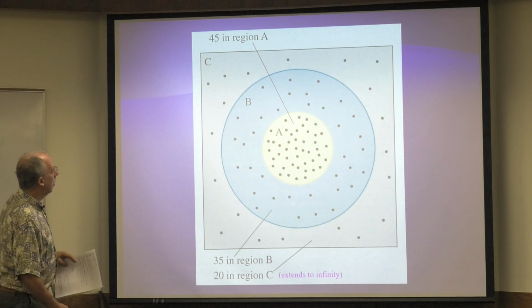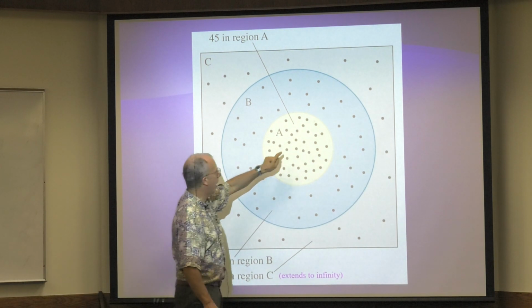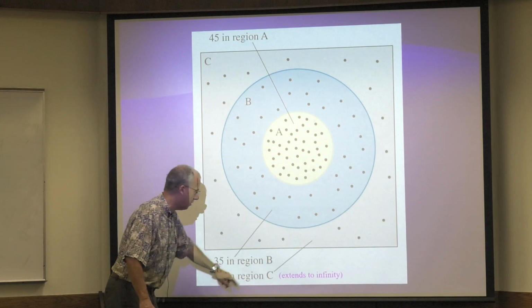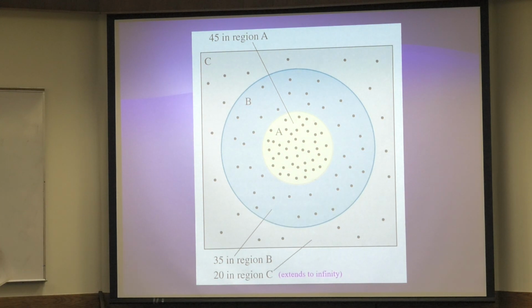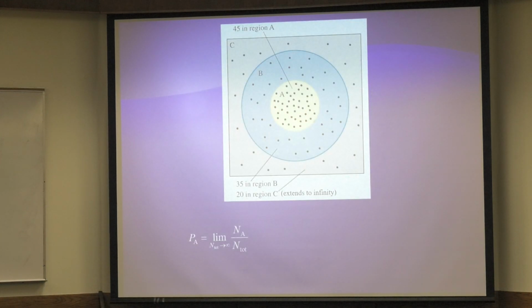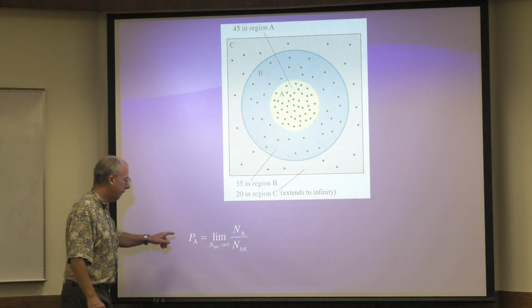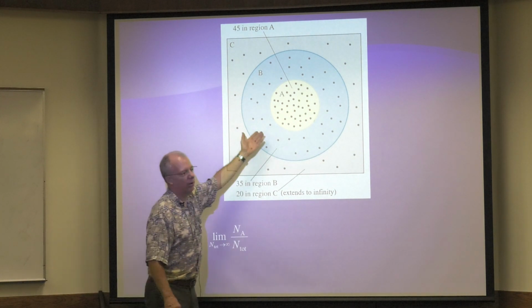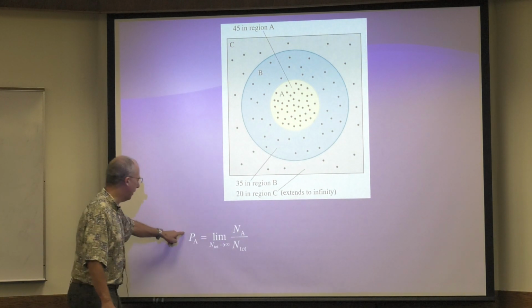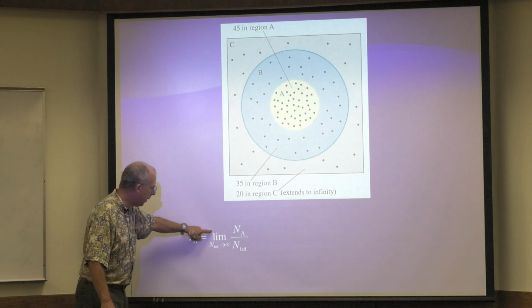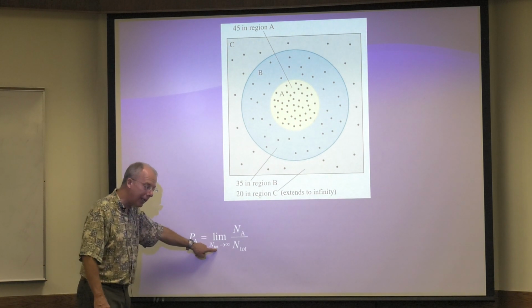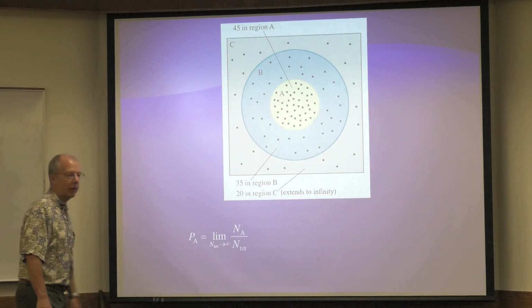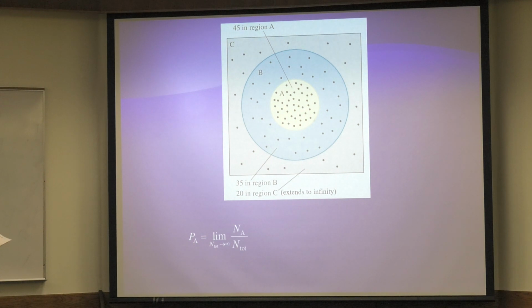All right, so you can see there's 45 darts, or holes, in region A, 35 in B, and 20 in C. Okay, so this is how we define or discuss probability. We say, and this is a technical definition, the probability that an arrow or dart will land in A is the limit as n total approaches infinity of the number in A divided by the total number shot. All right?